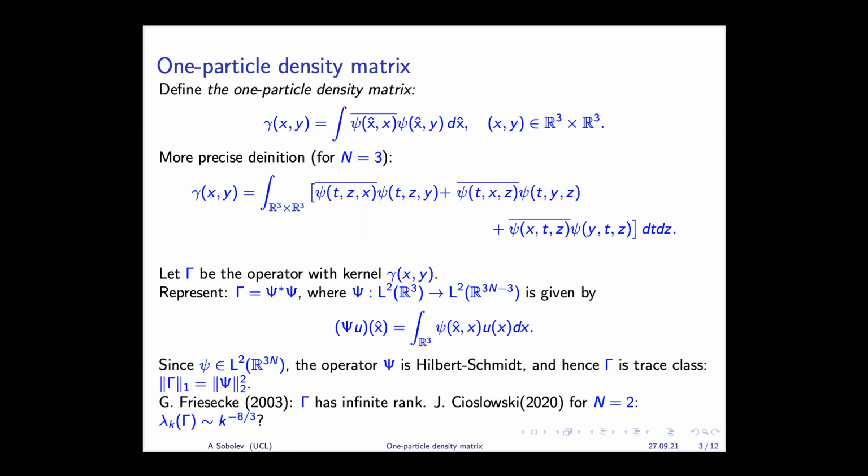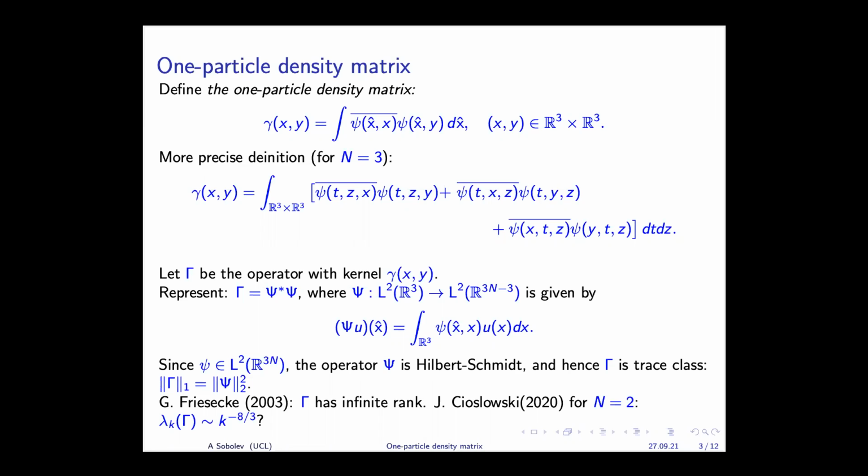So the first result, as far as I understand, mathematical result, was obtained by Gero Friesecke in 2003, when he was still in this country. And he established that gamma has infinite rank. Which is not surprising by itself, but at least this is a piece of information that makes it all make sense.